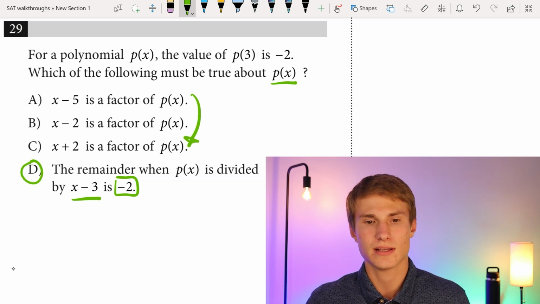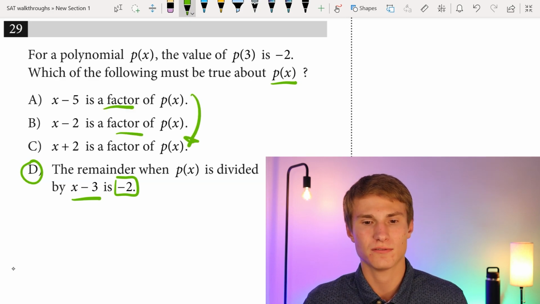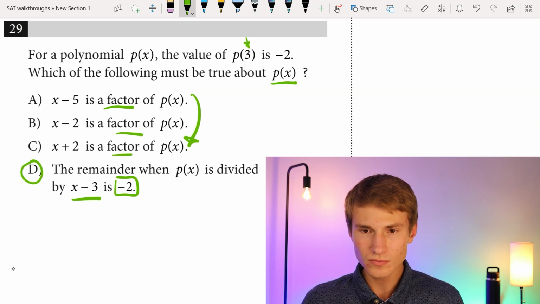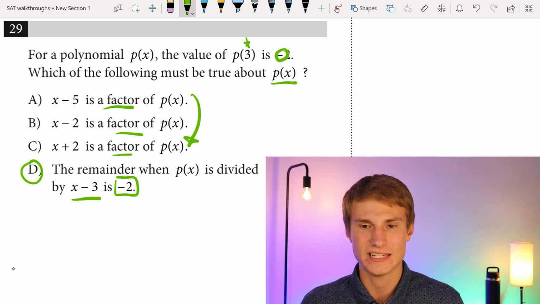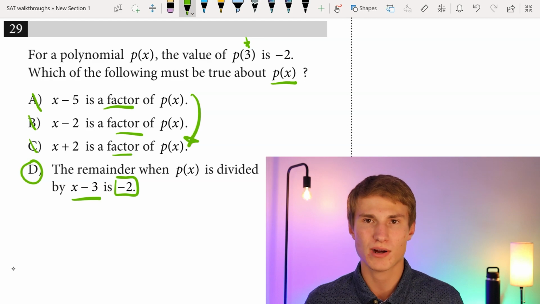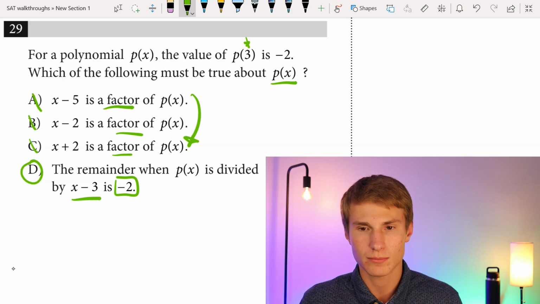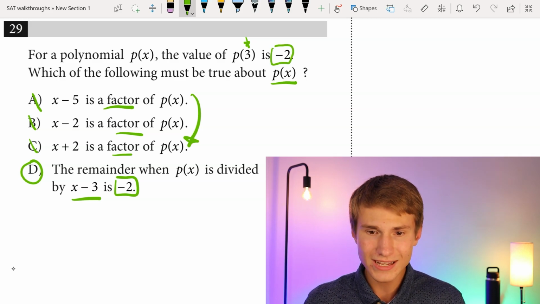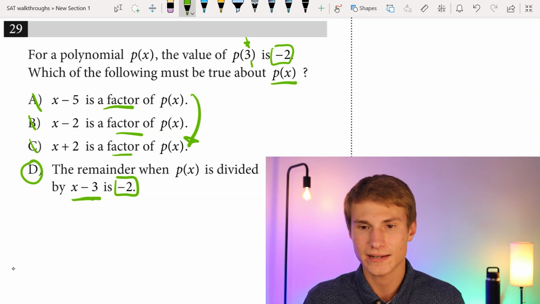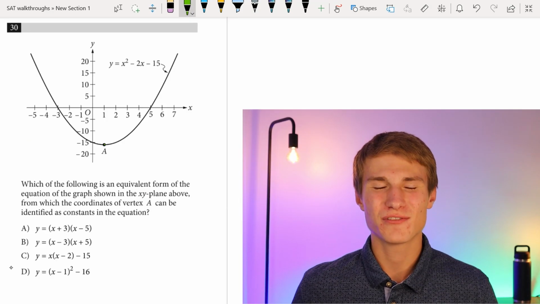You see in A through C, it's all arguing for something as a factor of p of x. Well, a factor is only going to occur when the value of p of something is equal to 0. In this case, it's negative 2. So you already know A, B, and C are wrong, so you could use process of elimination to get to D. Otherwise, you should just try to memorize the rule where if you have p of a number is some other number, then the remainder when p of x is divided by x minus that number in parentheses is going to be whatever p of that number is. All right, moving on to question 30.